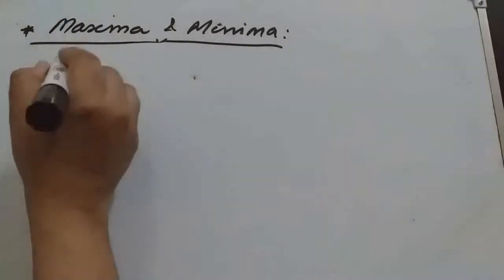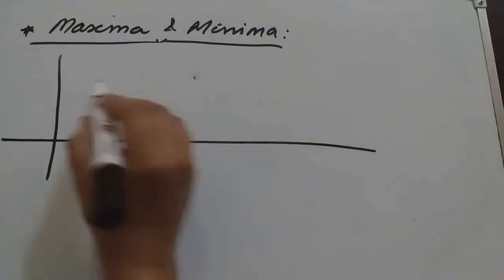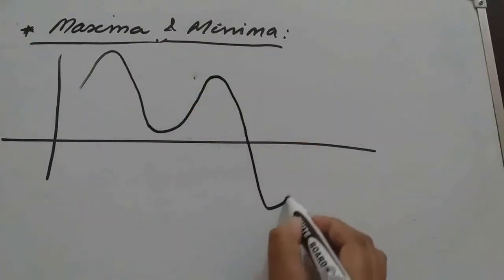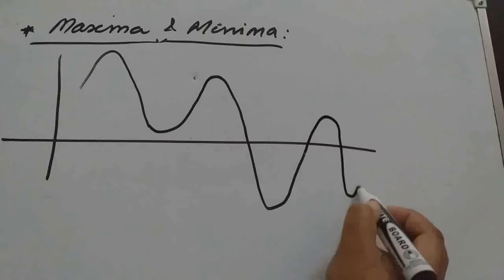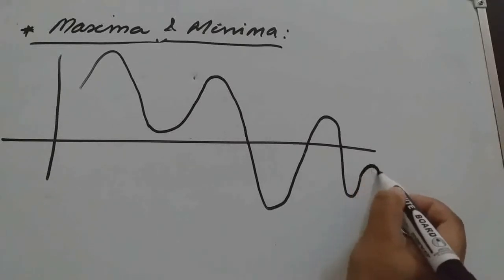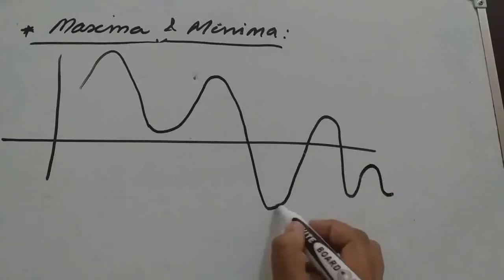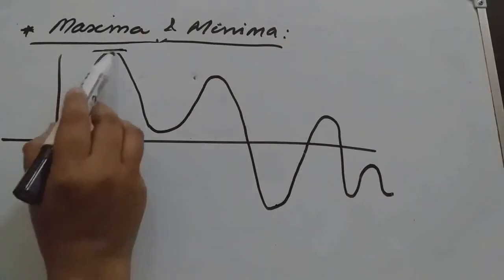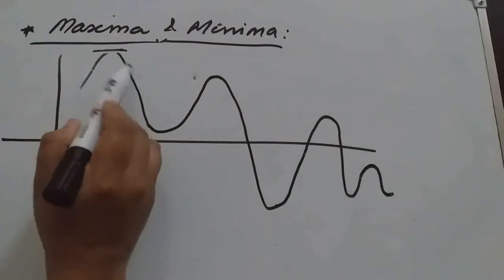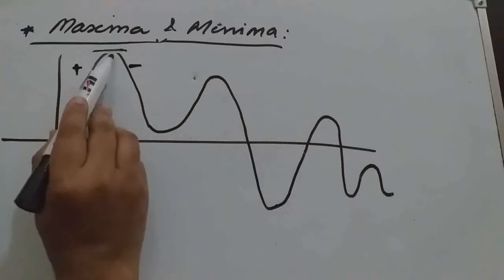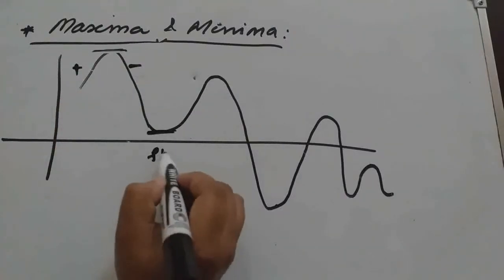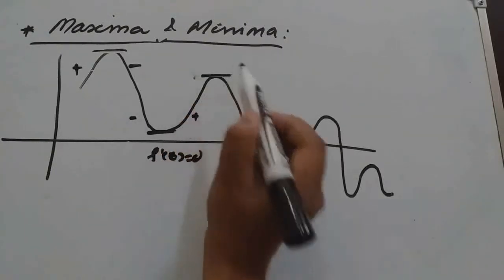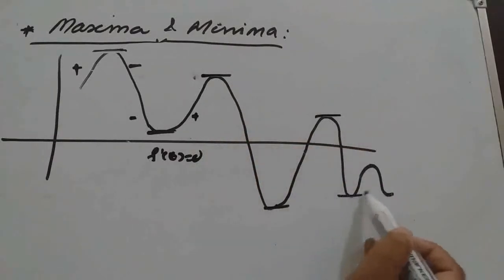See, we can have this kind of graph here. Suppose, now see, at this point we can say f dash of C is 0 and turning point is there from positive to negative, that means this is maxima. Here f dash of C is 0 and turning is there from negative to positive. Here also we can say, here also.